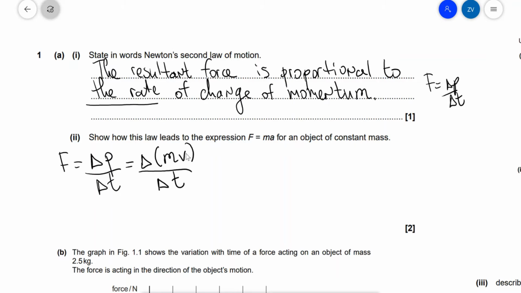Now, because m is constant, so I'm just going to write m is equal to a constant, we can take this out of the change because there's no change in the mass. So the net force in this case will be equal to m delta v over delta t. Now, this is actually acceleration, the rate of change of velocity, so this is equal to ma.